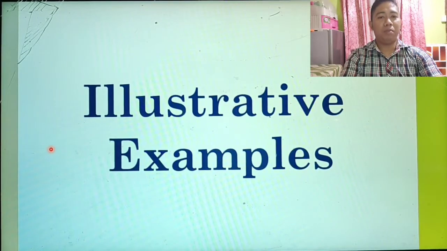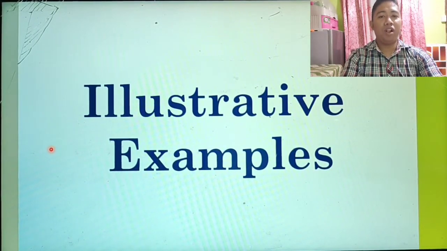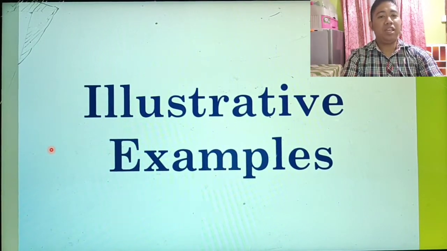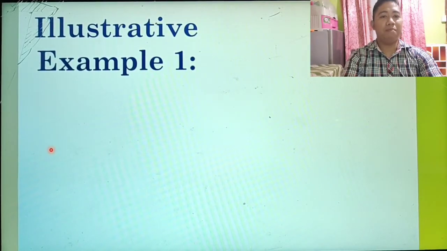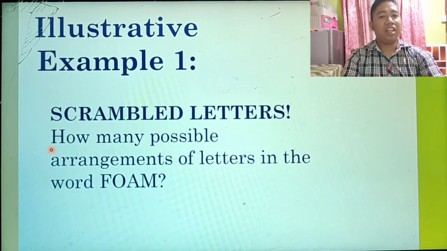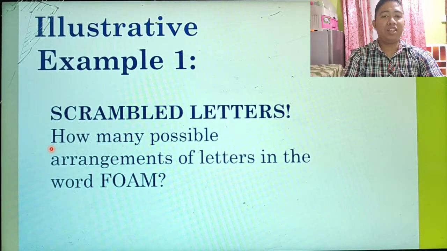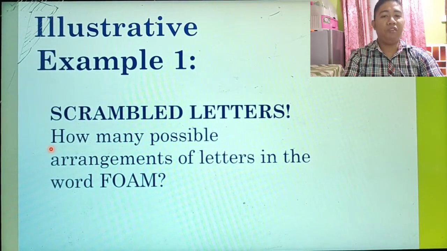My dear friends, students, and viewers, let's move on to our illustrative examples on how to solve word problems which involve the permutation of n objects. Let us begin with our first illustrative example, titled scrambled letters. How many possible arrangements of letters are there in the word foam?